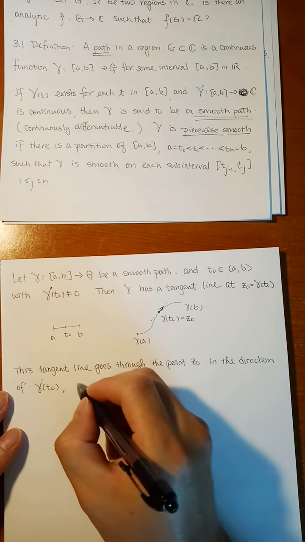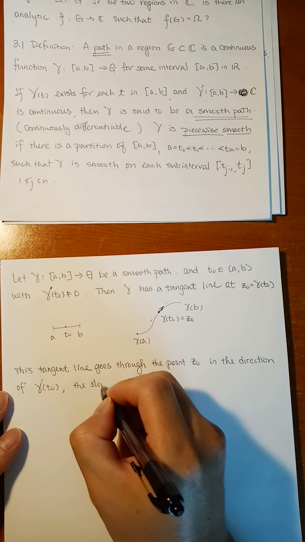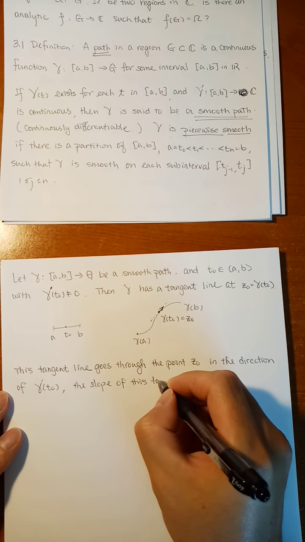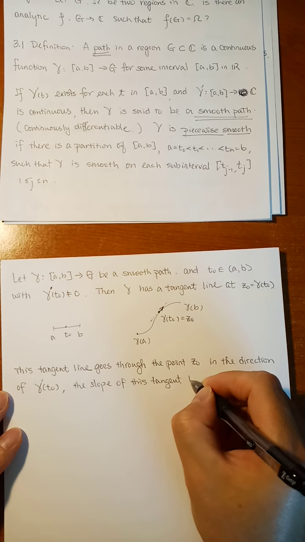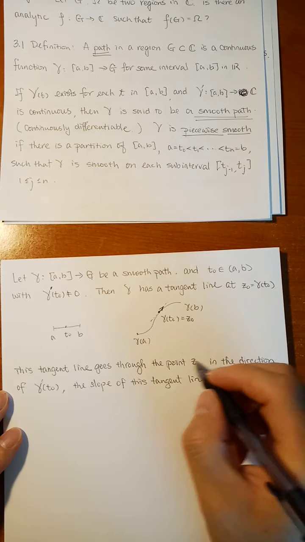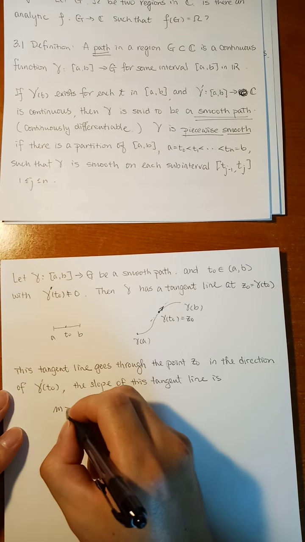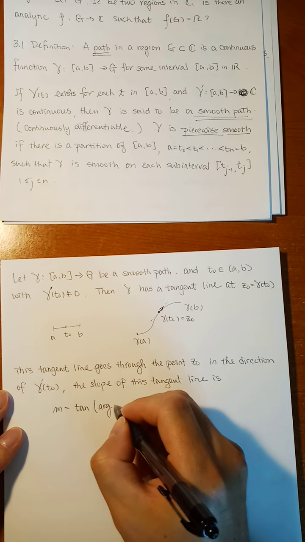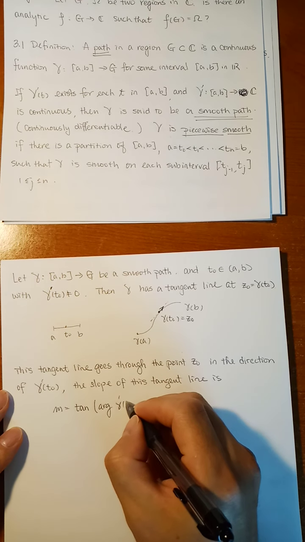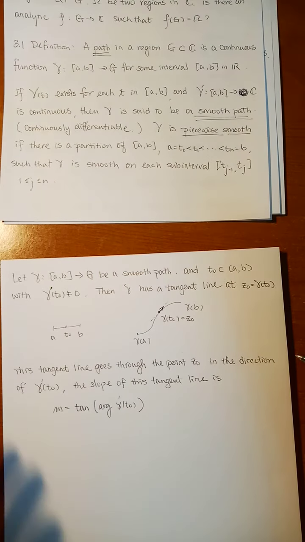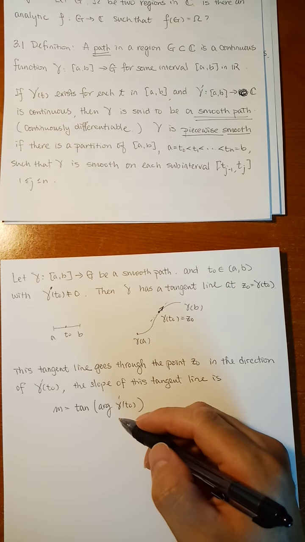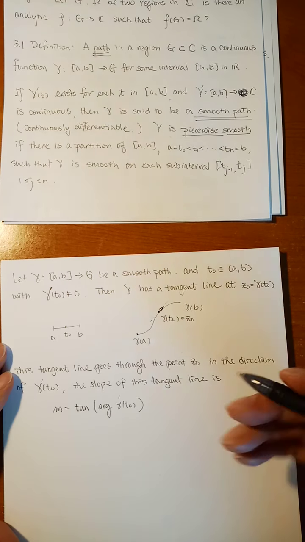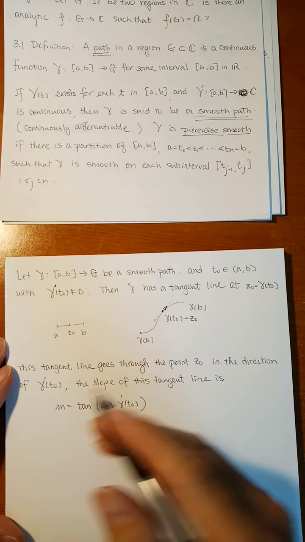And in other words, the slope of this tangent line is m equal to the tangent of the argument of gamma prime of T0. Why? The y direction, why this is correct?